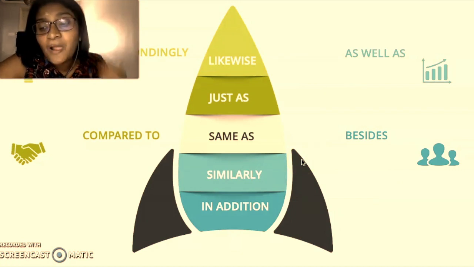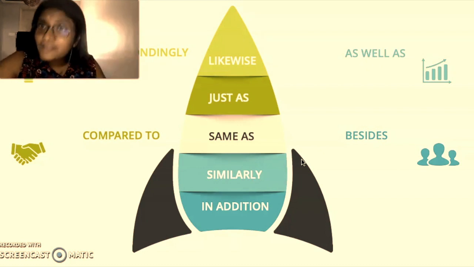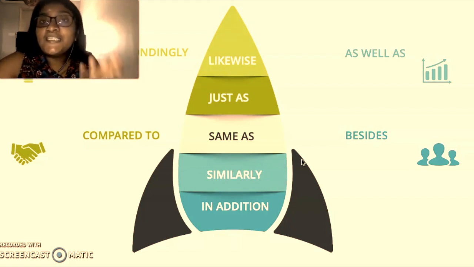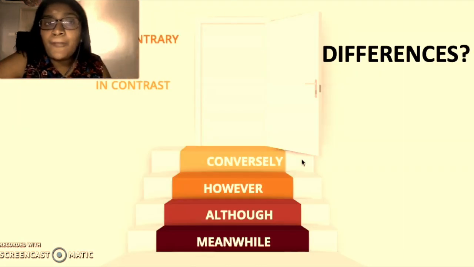For example, the government school's main aim is to educate students. Likewise, the private school shares the same objective as well. So this is the way on how you can use these connectors to talk about similarity. All right, and then differences.